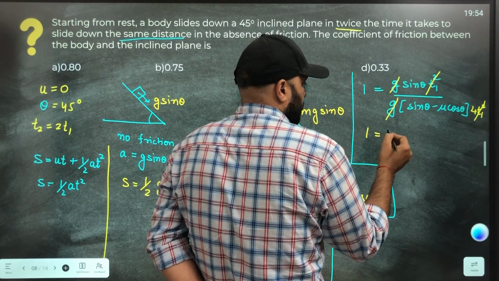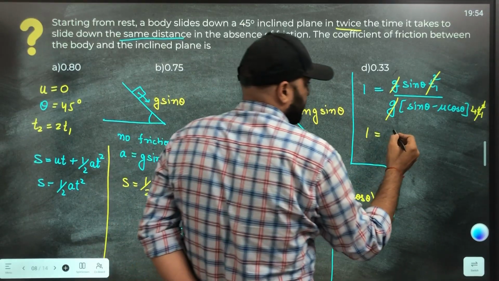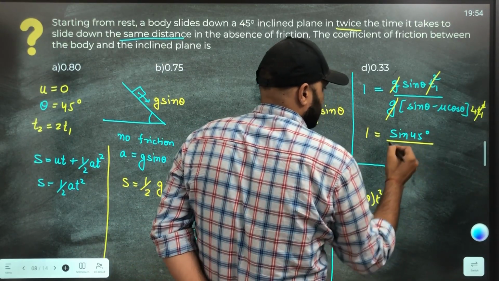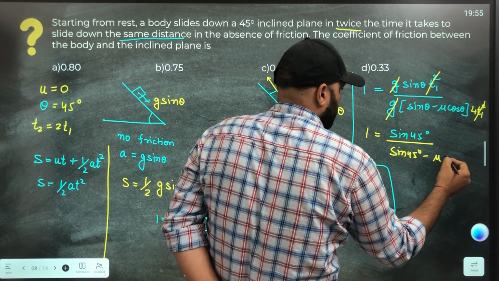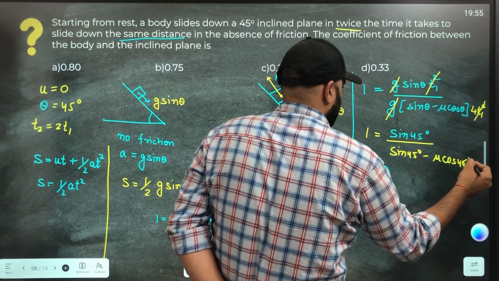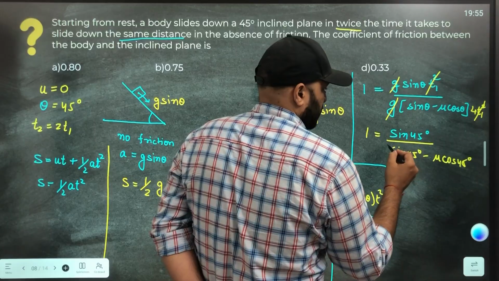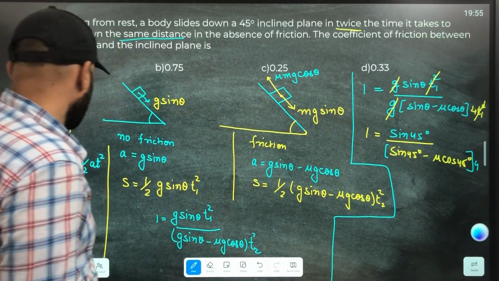We are left with 1. Let's substitute the value of angle 45 degree: sine 45 divided by sine 45 minus mu times cos 45. Clear? Quite simple. Now there is one more expression, 4 is over there. Be very careful with this. 4 is there, right? I hope this is clear.